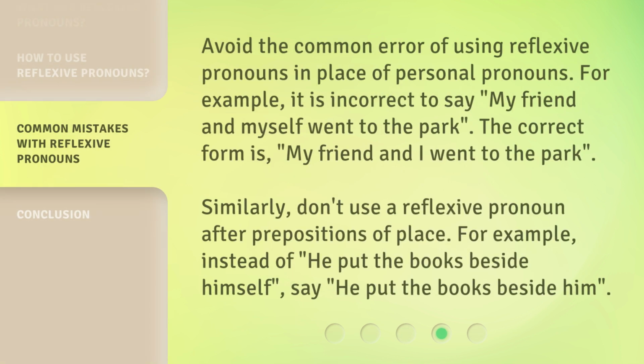Avoid the common error of using reflexive pronouns in place of personal pronouns. For example, it is incorrect to say, my friend and myself went to the park. The correct form is, my friend and I went to the park.